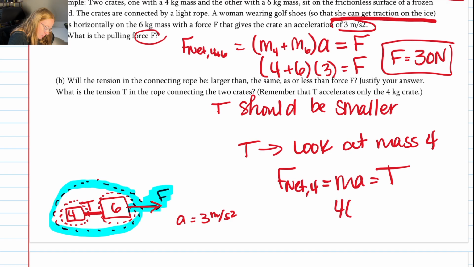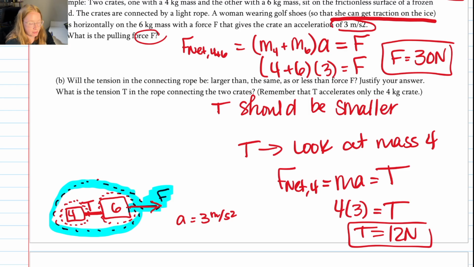Okay, so with a mass of 4, it's accelerating with an acceleration of 3, just like the whole system. The tension should actually just be 12 newtons, which is smaller than my 30 newtons that the woman had to pull.